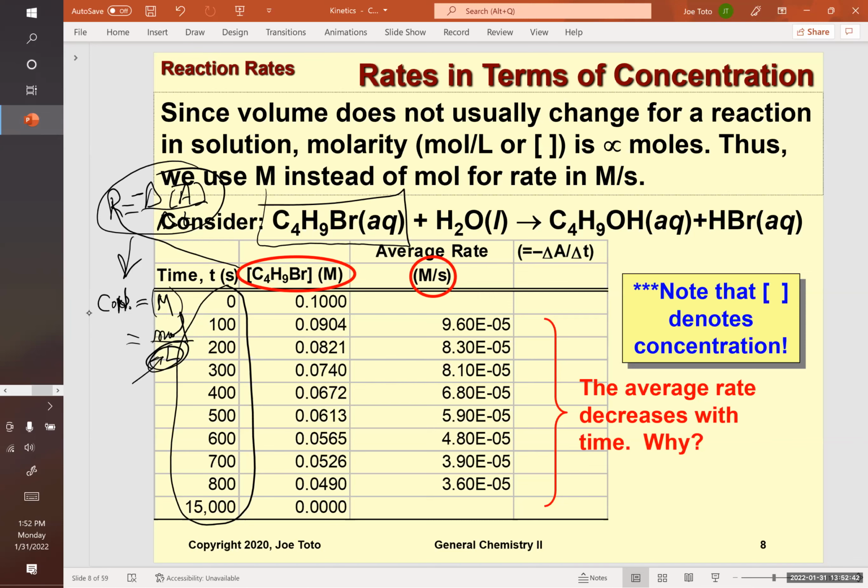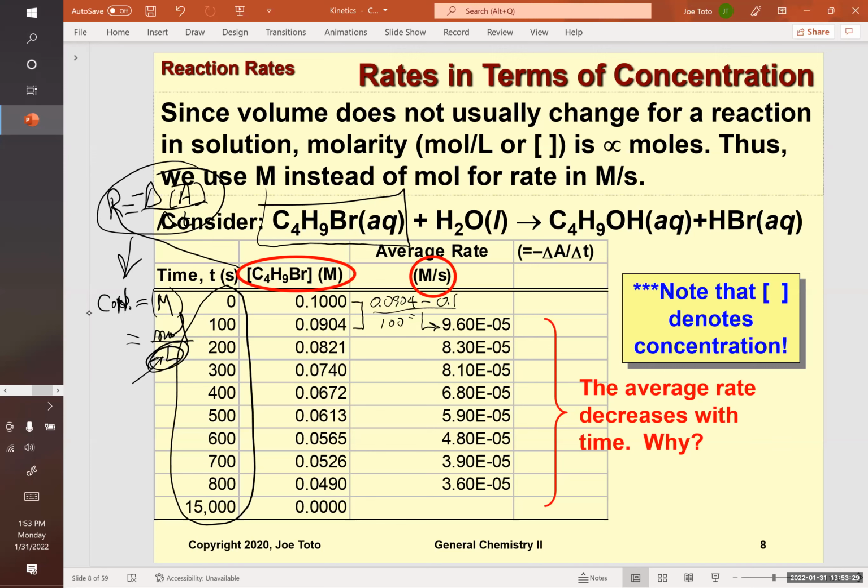It goes down. Yeah, of course it goes down, because it's a reactant. So it's decreasing. At any one of these intervals, for this first interval from 0 to 100 seconds, I could take the change in the concentration, which is final minus initial, 0.0904 minus 0.1, and I divide that by the time, which is 100 seconds, and I get this average rate for that period of time.